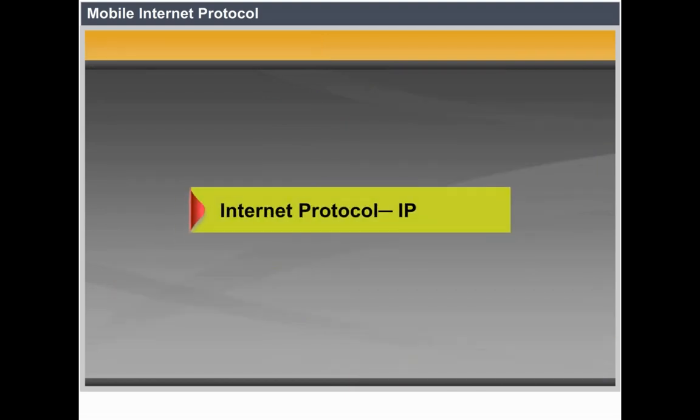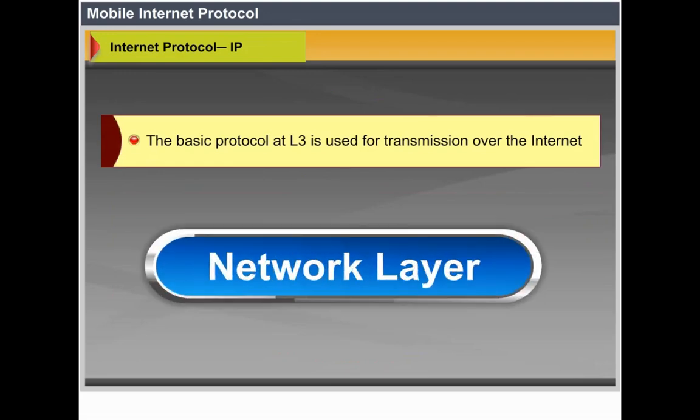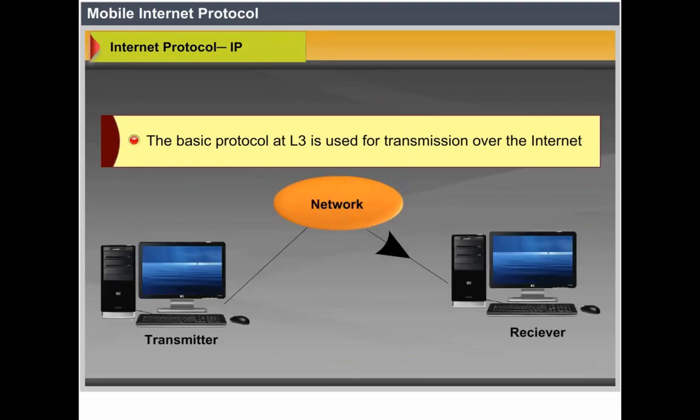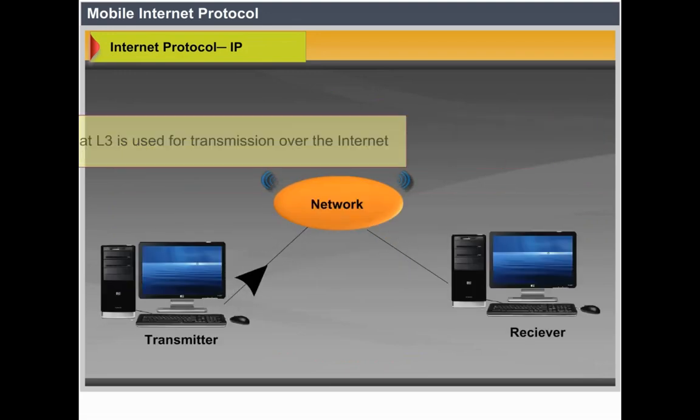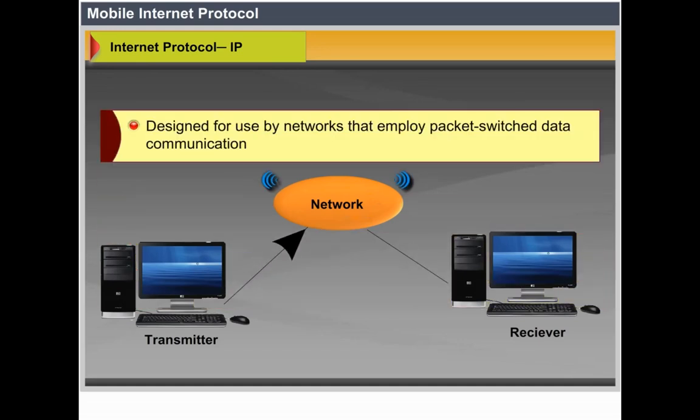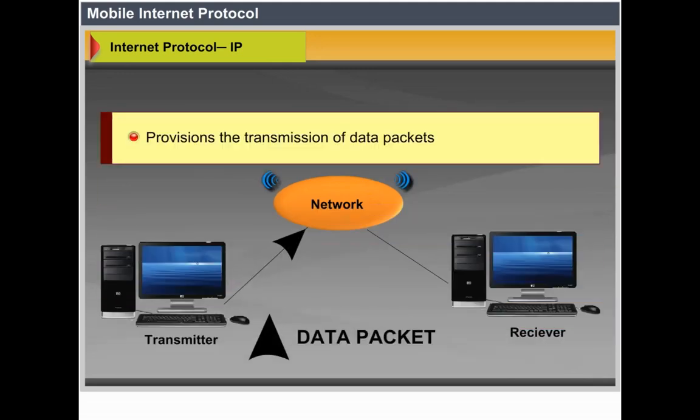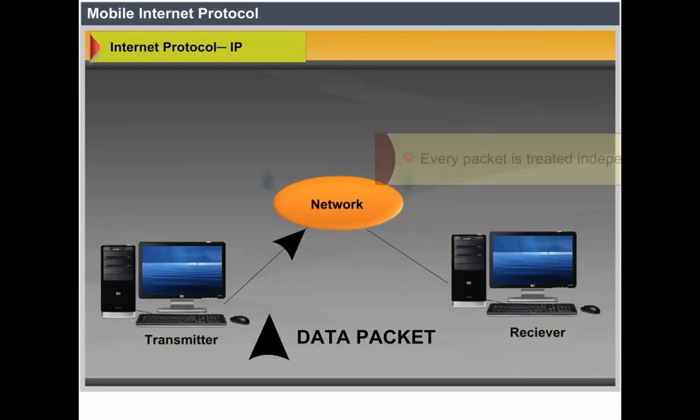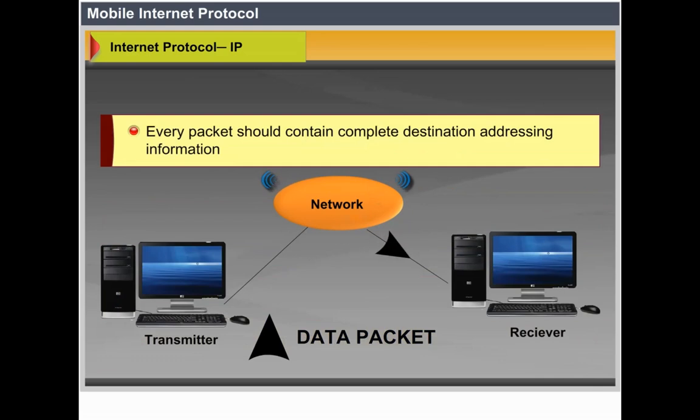Internet Protocol, IP. The basic protocol at L3, which is used for transmission over the Internet. It is designed for use by networks which employ packet-switched data communication. It provisions the transmission of data packets. Each packet is treated independently. Every packet must contain complete destination addressing information.